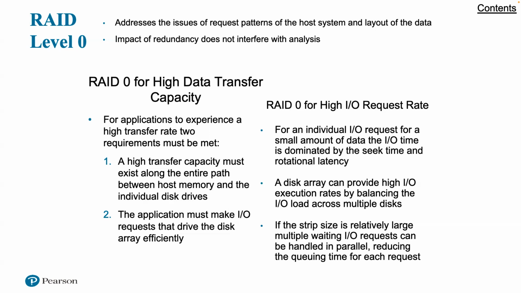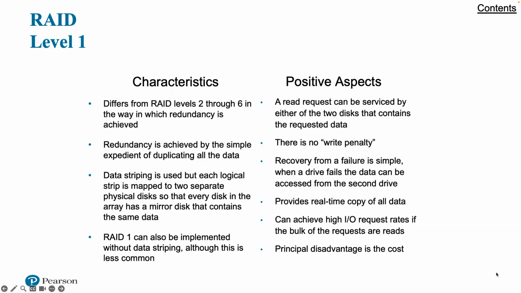Effective load balancing is achieved only if there are typically multiple I/O requests outstanding. This in turn implies that there are multiple independent applications, or a single transaction-oriented application that is capable of multiple asynchronous I/O requests. The performance will also be influenced by the stripe size. If the stripe size is relatively large, so that a single I/O request only involves a single disk access, then multiple waiting I/O requests can be handled in parallel, reducing the queuing time for each request. So that's for RAID 0.